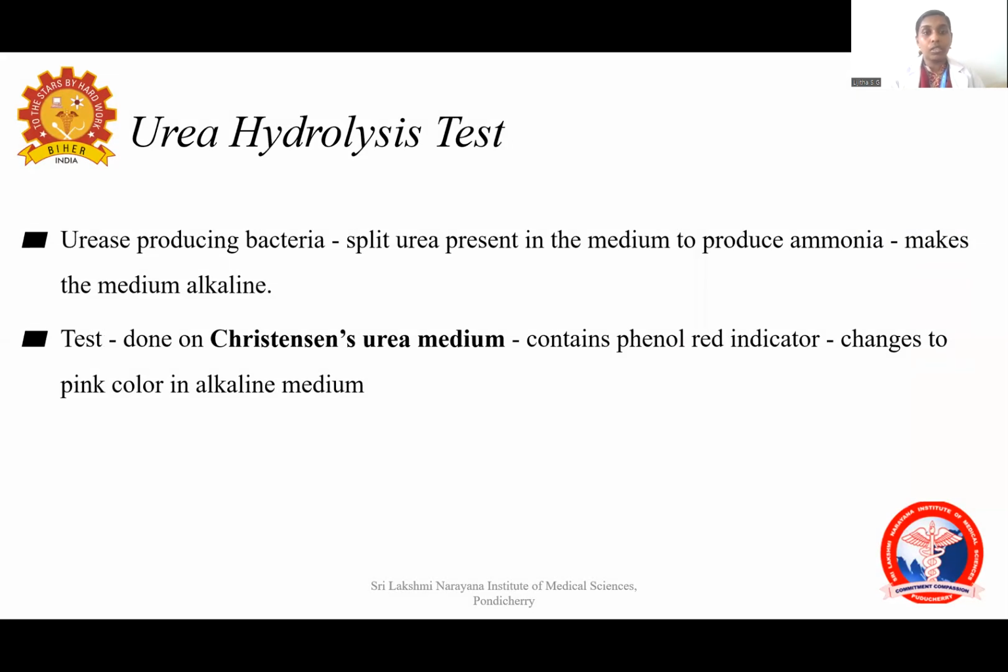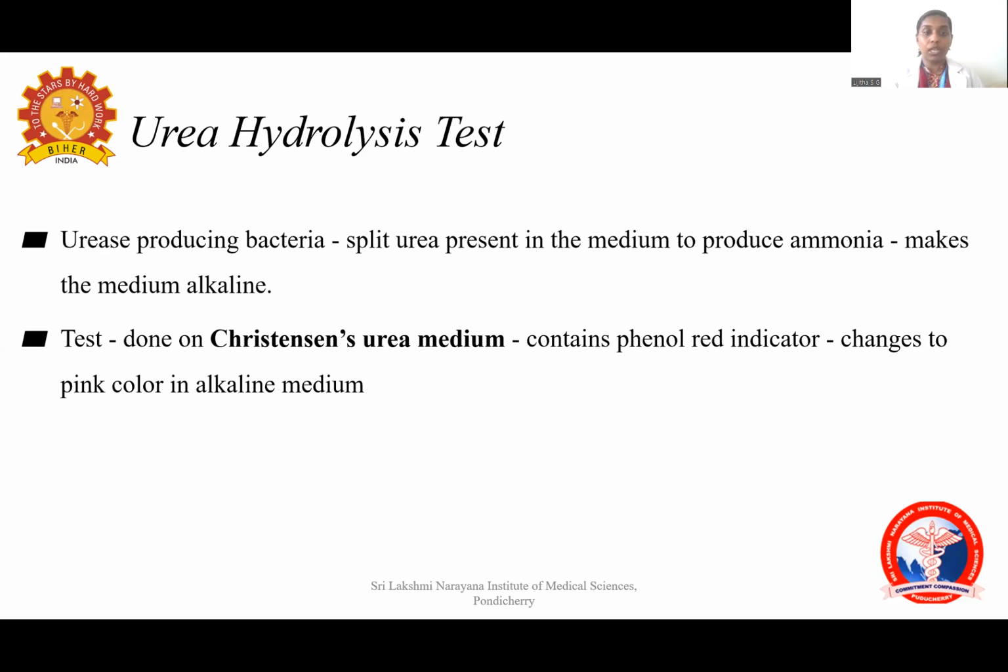Then the next test is urea hydrolysis test. In this test, we are testing the ability of the bacteria to split urea to produce ammonia. To split urea to ammonia, the organism should have an enzyme called urease. So if urease enzyme is present, the organism can split the urea present in the medium to produce ammonia.